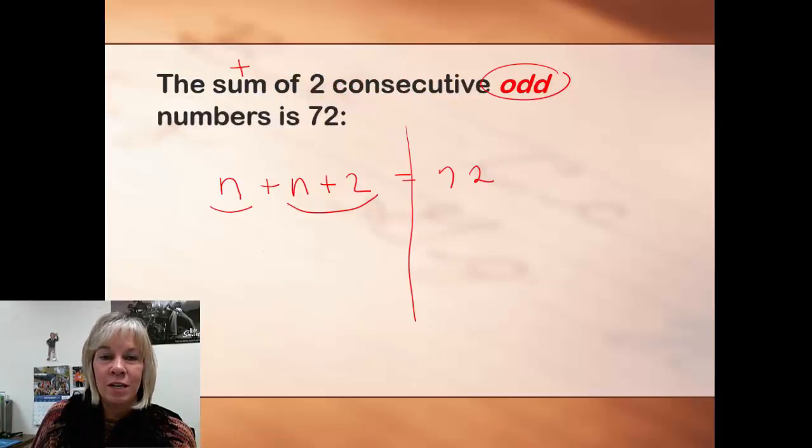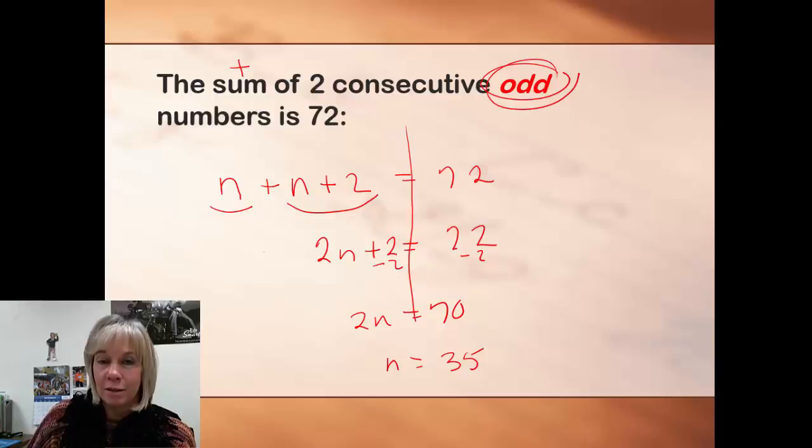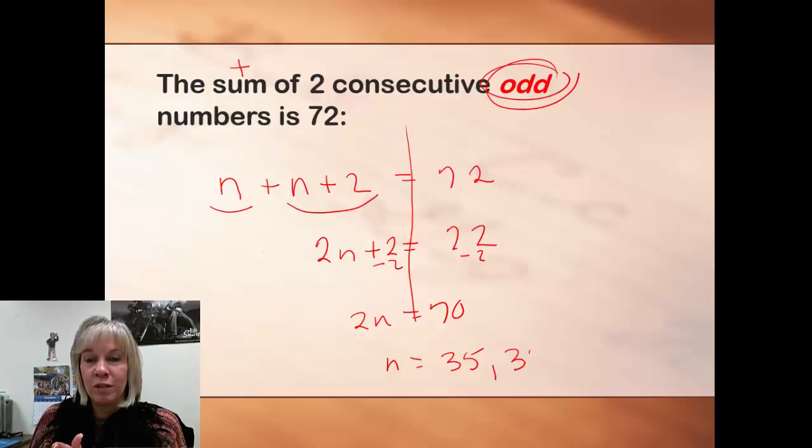All right, n plus n, you should be almost done solving now. 72, subtract 2, 70. So n equals 35. Now, is that an odd number? Yes, 35 is odd. So what would the next consecutive odd number be? If you start with 35, the next odd number would be 37. So those are your two answers.